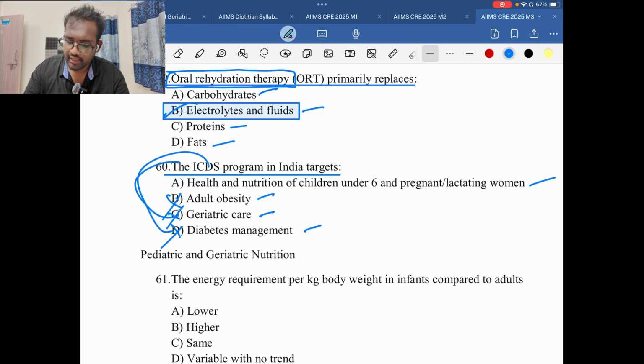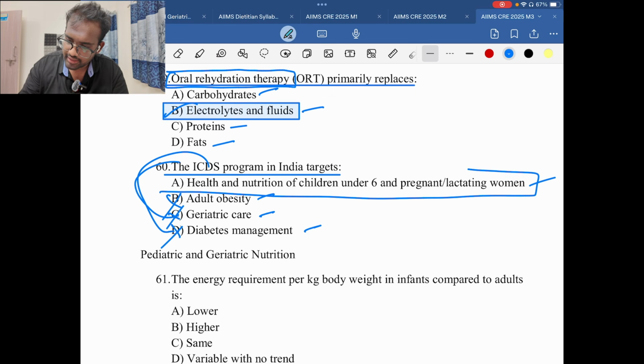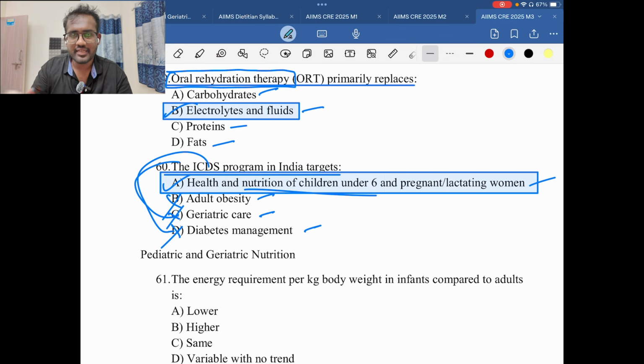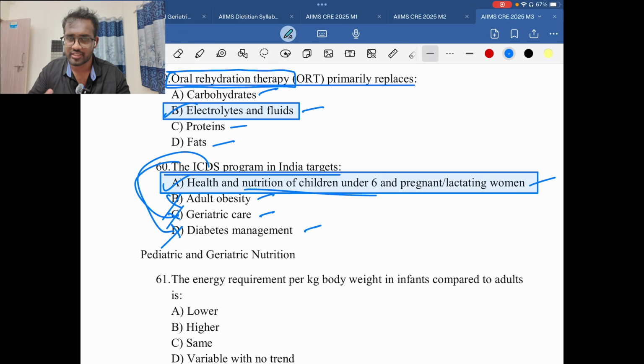As you can see here, the answer is very long and it is trying to justify what ICDS is. Even if you don't know what ICDS is, you can see the answer is very long and it is trying to justify the question. So always stick to the long answer. ICDS is a government initiative that deals with malnutrition in children under 6 years of age and pregnant and lactating women. They provide supplementary nutrition, they provide basic awareness, everything is done through the ICDS program. So the answer will be A.